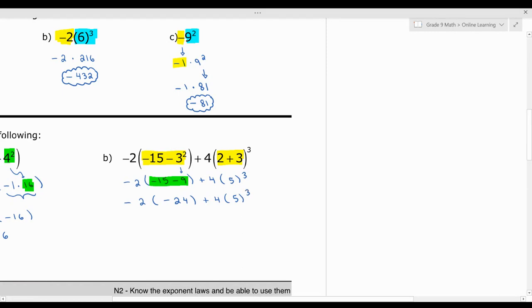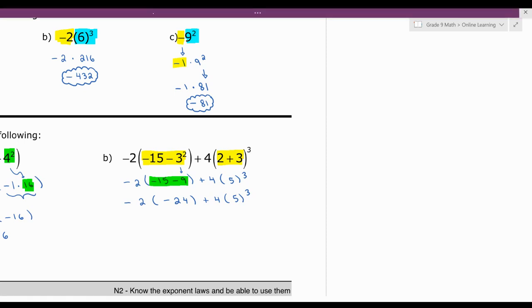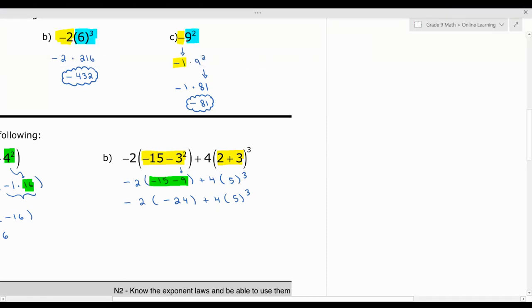Now, once you get more comfortable with order of operation, you are more than welcome to apply a couple at the same time, as long as they're not dependent upon each other. So some people might have actually evaluated this, and that's okay. My next step, though, I will evaluate the power. So 5 cubed is like 125.